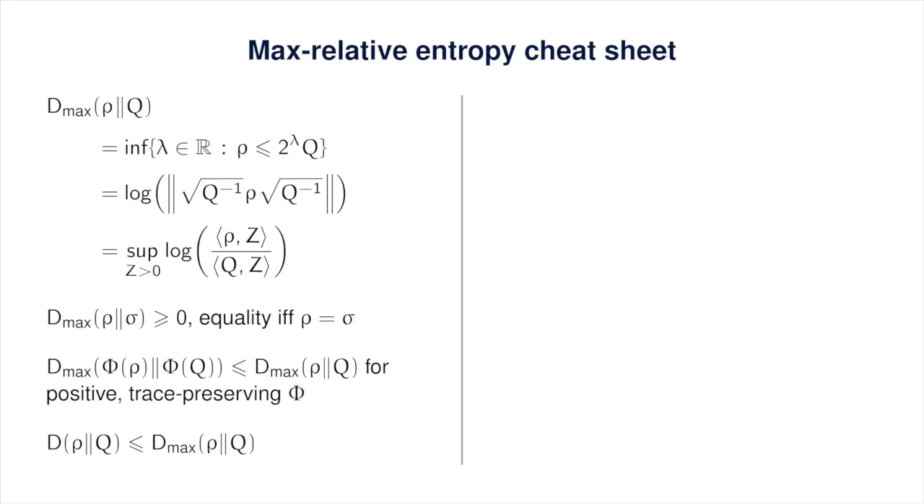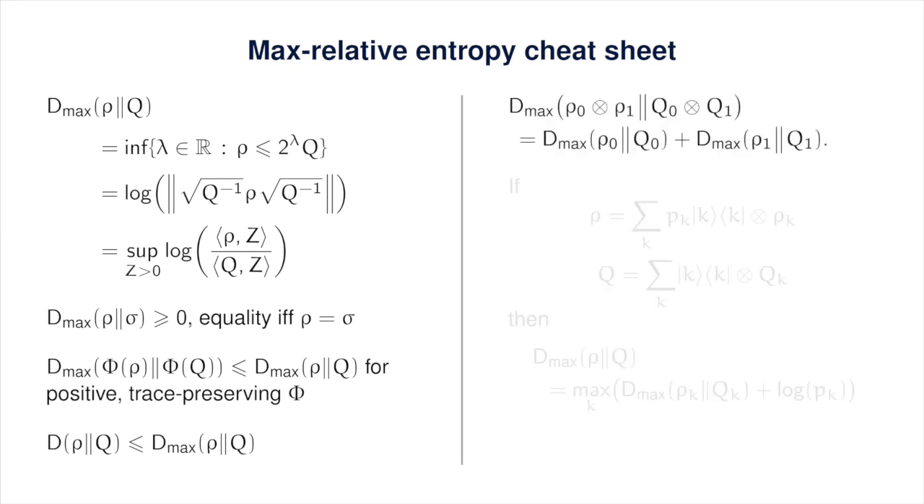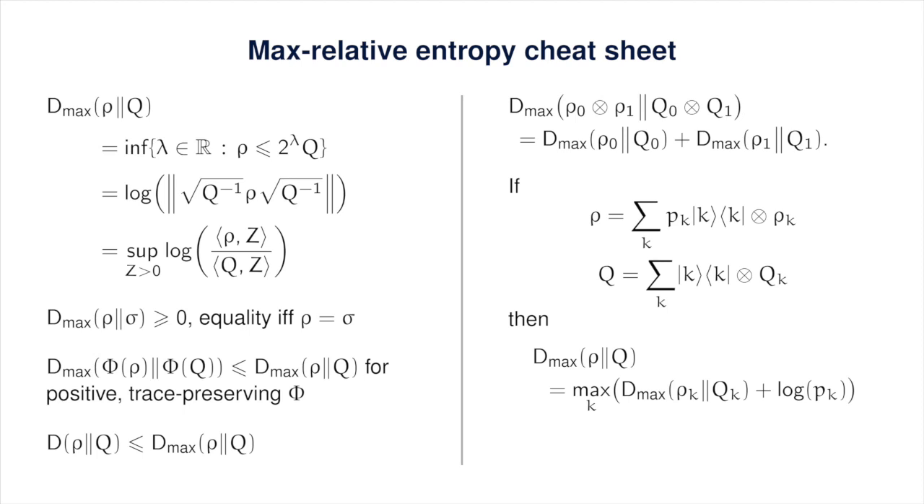Also, the max relative entropy is lower bounded by the ordinary relative entropy. And we have these formulas for the max relative entropy of tensor products and block diagonal operators, as we just discussed. Finally, I've included the value of the max relative entropy for scalar arguments, which is handy when combined with the formula for block diagonal operators, as it yields a formula for the max relative entropy for diagonal operators.